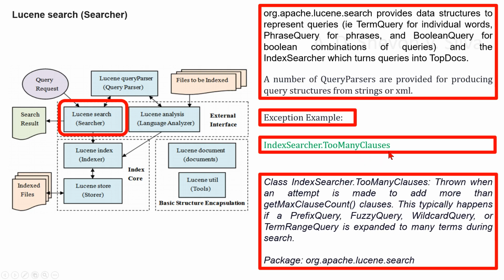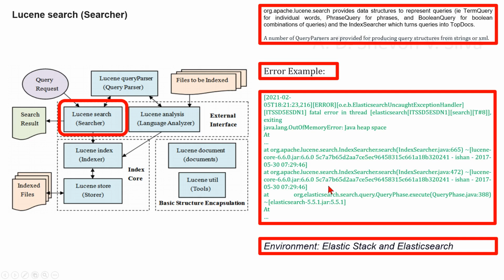org.apache.lucene.search. As an error example, we can consider this error: o.e.b.ElasticsearchUncaughtExceptionHandler, fatal error occurred in thread, and so on. And here at org.apache.lucene.search.IndexSearcher.java 665, etc. This occurred in an environment with the Elastic Stack and Elasticsearch.